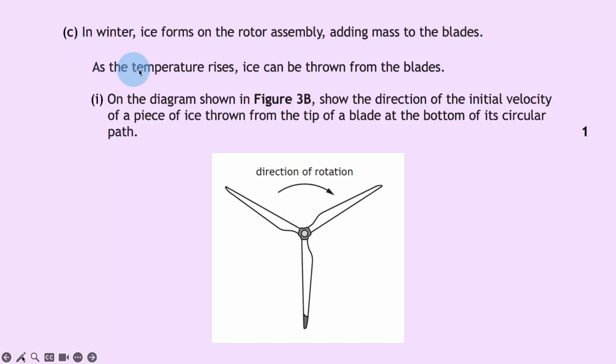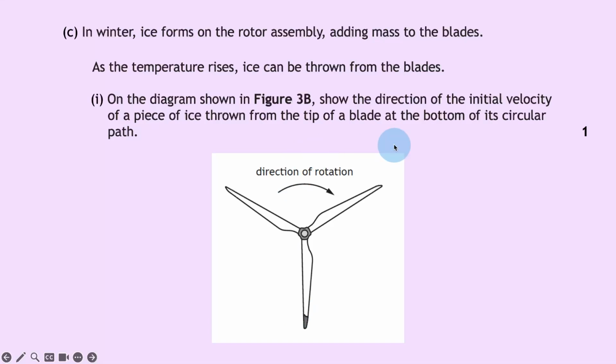Part C says in winter, ice forms on the rotor assembly adding mass to the blades. As the temperature rises, ice can be thrown from the blades. Part 1 says on the diagram shown in figure 3b, show the direction of the initial velocity of a piece of ice thrown from the tip of a blade at the bottom of its circular path. And there's 1 mark available here.